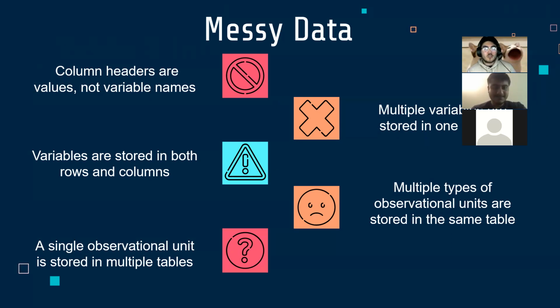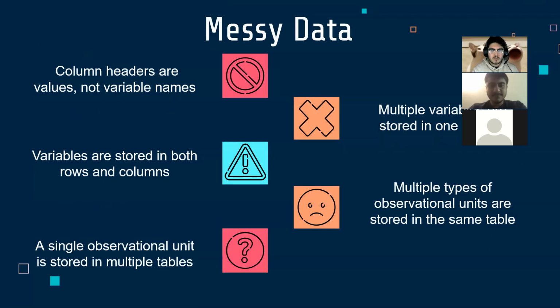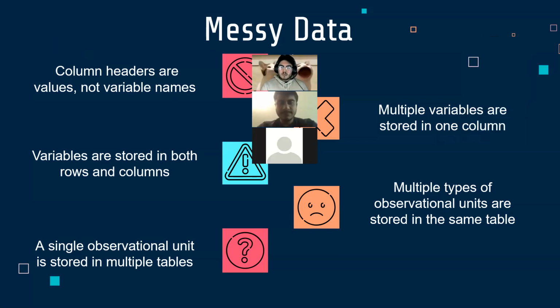Now, our third concept is variables are stored in both rows and columns. That's basically saying we wouldn't want a treatment column and a treatment row. Because we repeat ourselves, it kind of just intersects and wouldn't make any sense, right? We have a column called treatment or we have a row called treatment, but not both. And now our fourth one will be multiple types of observational units are stored in the same table.